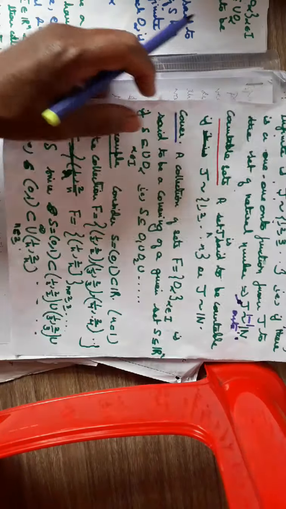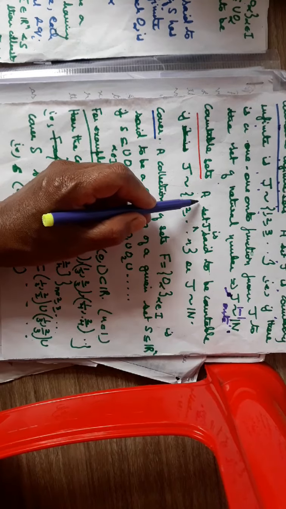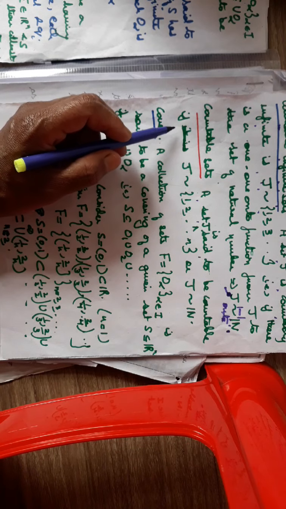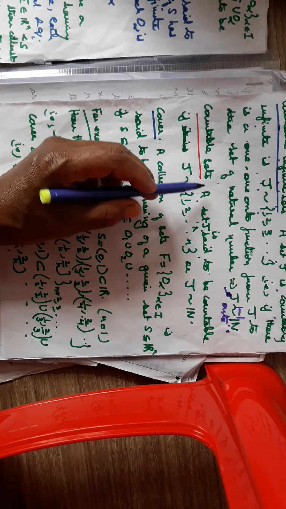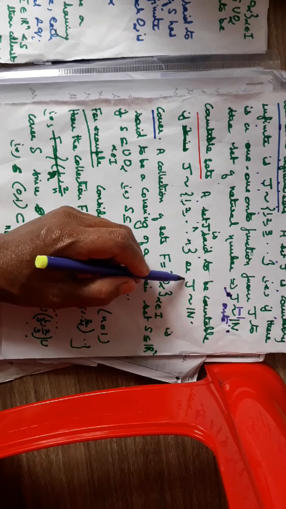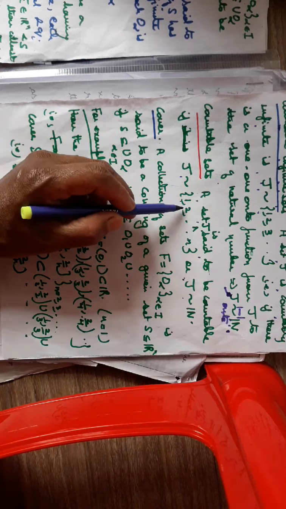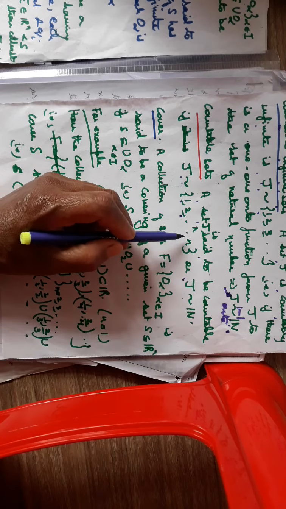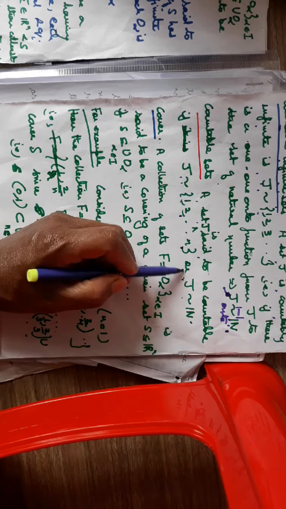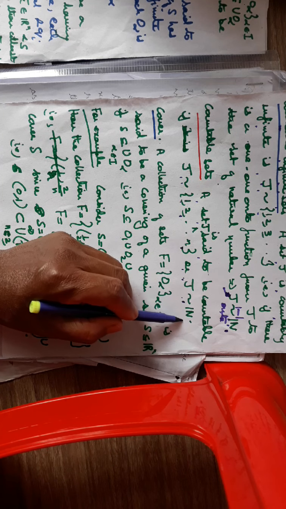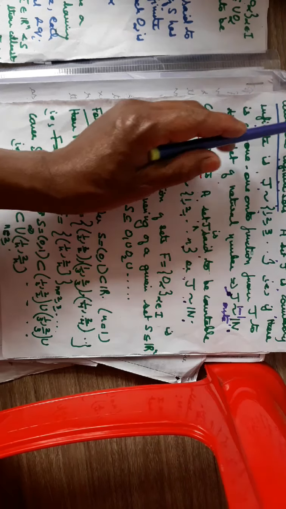Now next we come to countable sets. A set G is said to be countable if it is either finite or countably infinite. That is, if G is similar to the set of first n natural numbers, or G is similar to the set of natural numbers, such a set which is either finite or countably infinite is called a countable set.